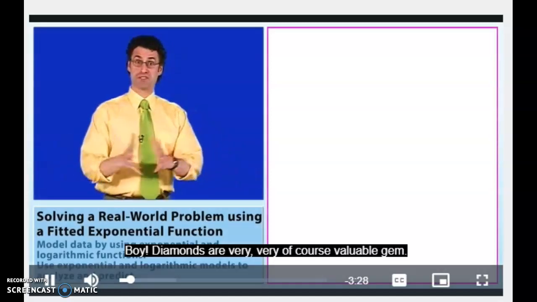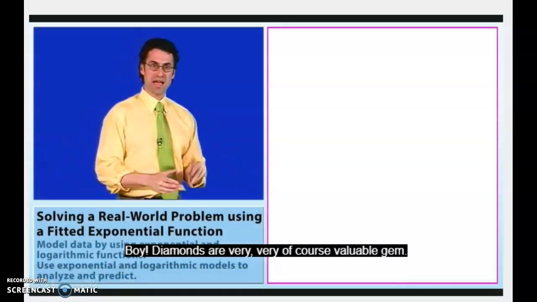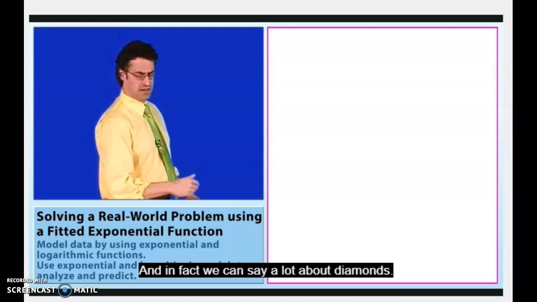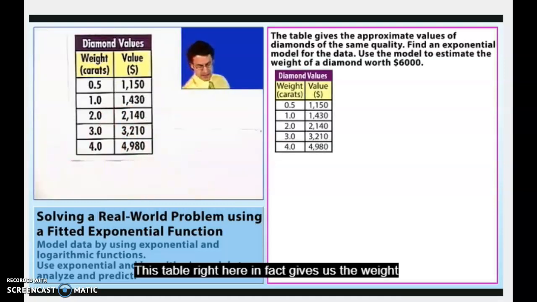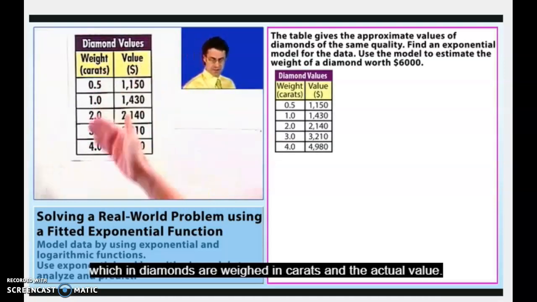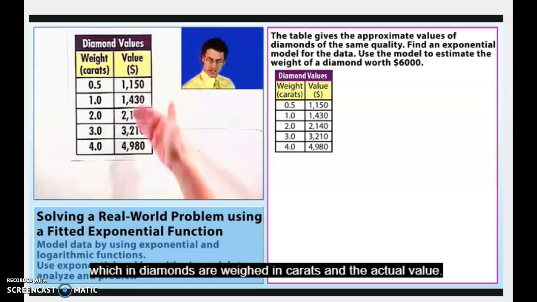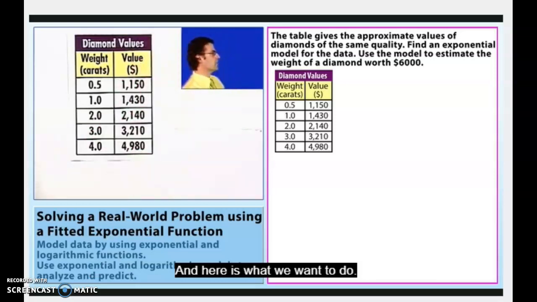Diamonds are, of course, a very valuable gem. In fact, we can say a lot about diamonds. This table right here gives us the weight, which in diamonds is measured in carats, and the actual value. And here is what we want to do.